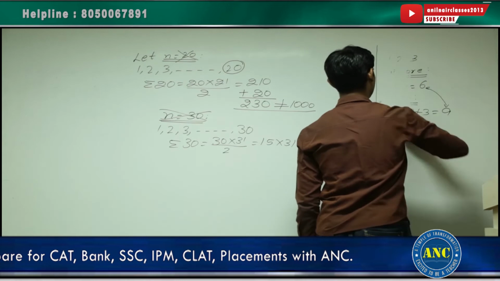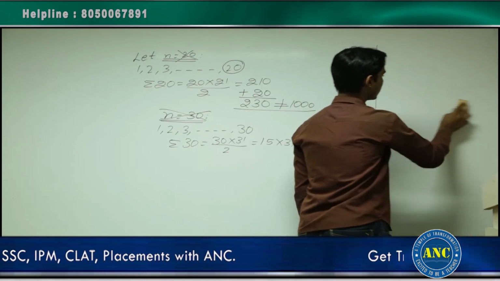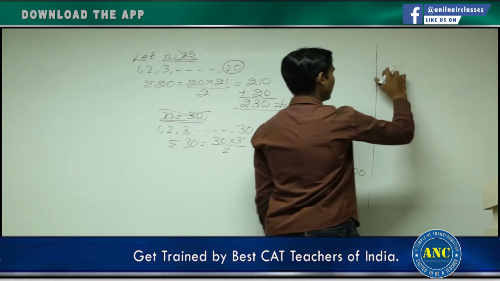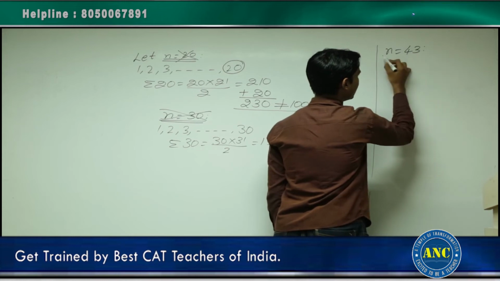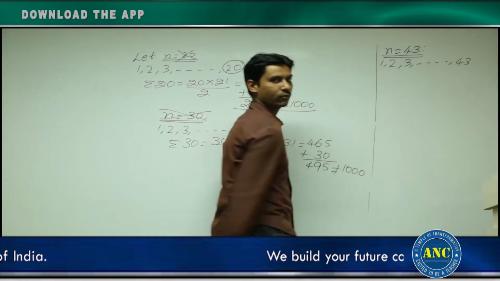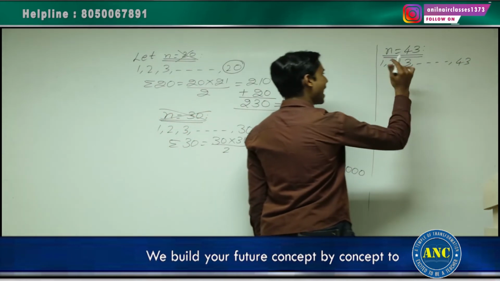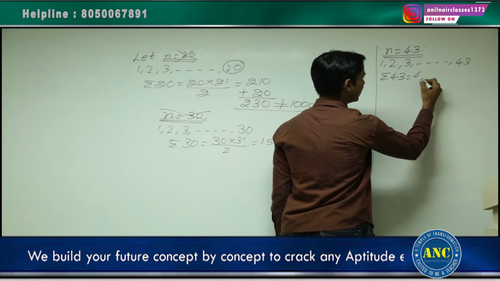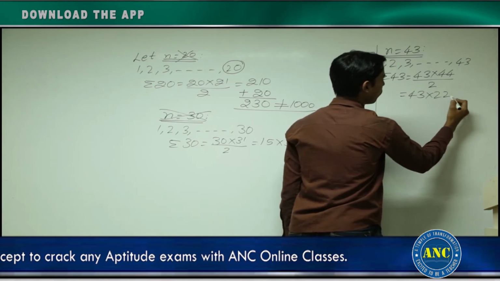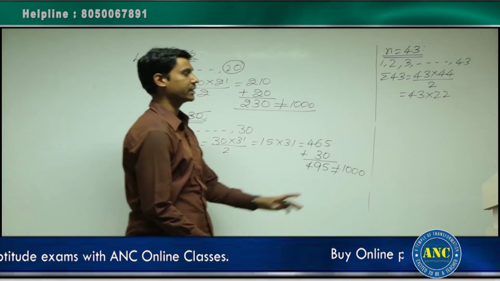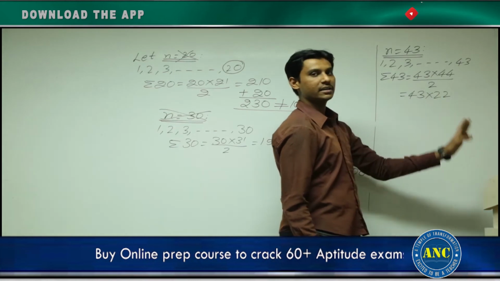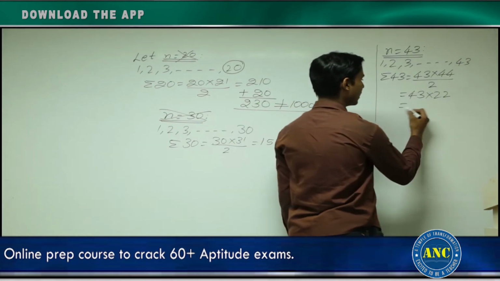Now see, listen to this. Suppose I take a number just less than 44, which is 43. Assume that n is equal to 43. There were 43 numbers written on the board. I add all these numbers. Summation 43 is 43 into 44 by 2. 43 into 44 by 2 is 43 into 22. 43 into 20 is 860. 43 into 2 is 86. 860 plus 86 is 946.